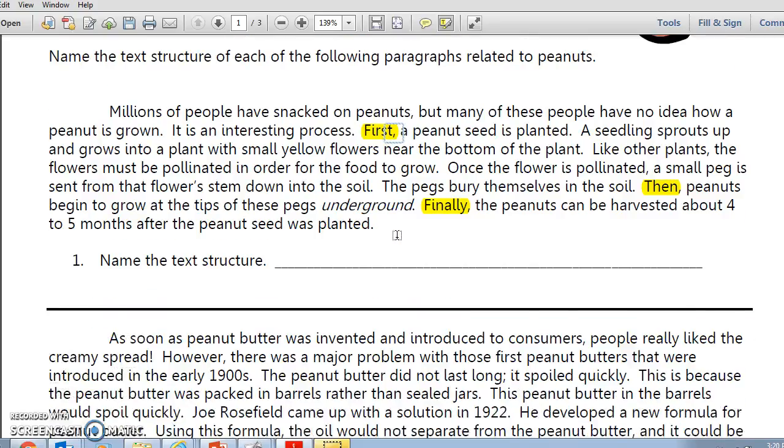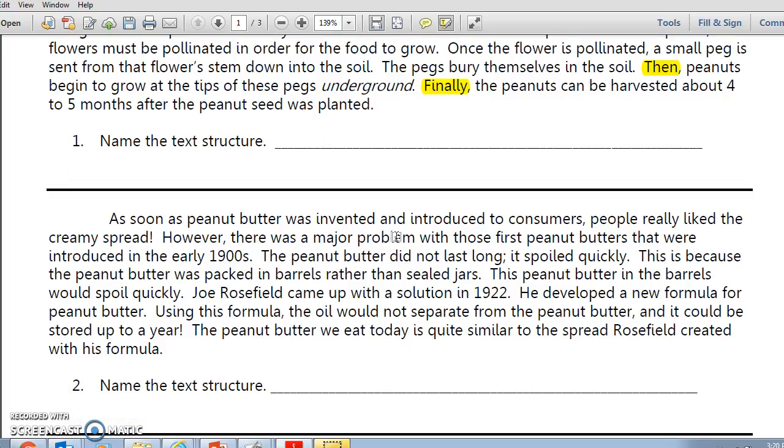Let's do one more. As soon as peanut butter was invented and introduced to consumers, people really liked the creamy spread. However, there was a major problem. Ooh, hint, hint. With those first peanut butters that were introduced in the early 1900s, the peanut butter did not last long. It spoiled quickly. This is because the peanut butter was packed in barrels rather than sealed jars. This peanut butter in the barrels would spoil quickly.